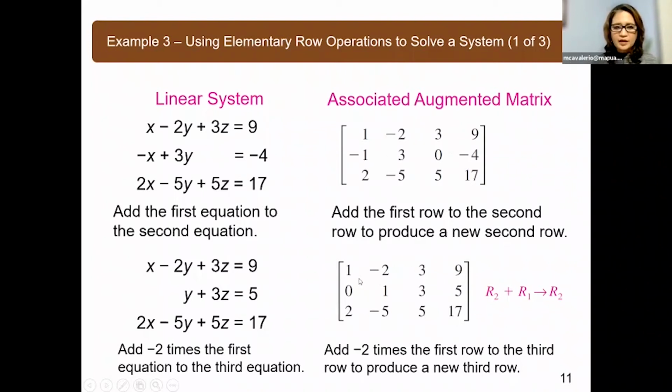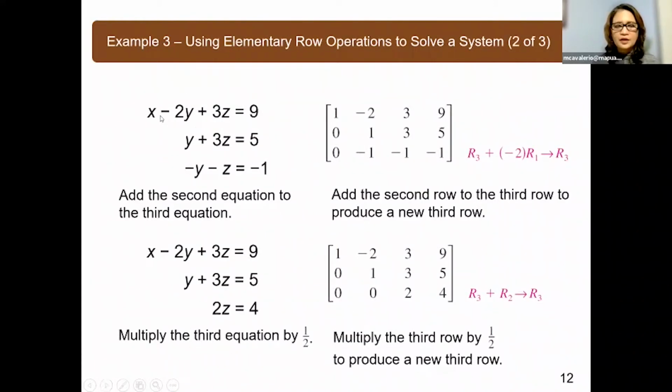Now, the next step is, of course, we eliminate 2x. By multiplying the first equation by negative 2 and adding it with equation 3, we will come up with the new third equation. The same way with the right side, we are going to multiply row 1 by -2 and add it to row 3 so that we can come up with what happens here. So if you have -2 times 1 plus 2, this will be 0. Okay, now let's check on the next slide.